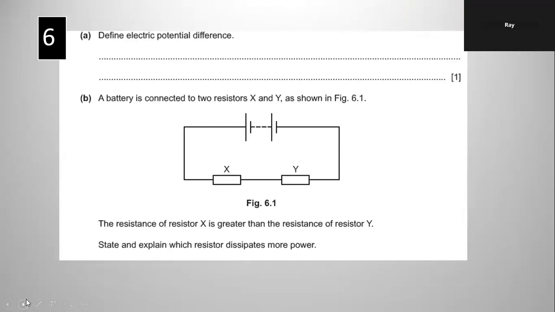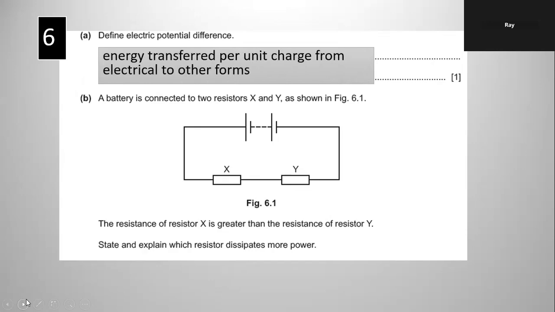Okay, define electric potential difference. Energy transfer per coulomb of charge between two points, transfer from electrical to other forms. Teacher, is my answer correct or not? As long as you got energy transfer per unit charge, yeah, okay. You don't need to say electrical to other forms. They are not that strict, but the right one should be from electrical to other forms.